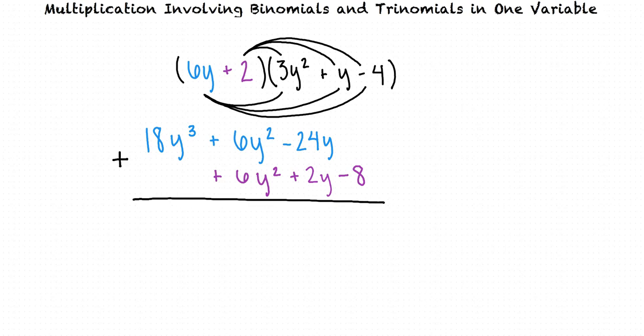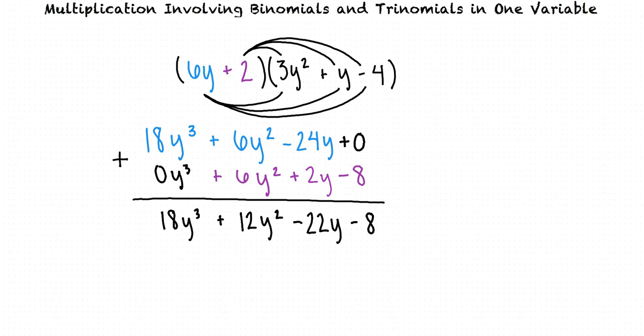But what do we add to the 18y cubed and the negative 8? That's a good question. On the top row, we don't have a constant term, so that's like adding 0. In the bottom row, we don't have a y cubed term, so that's like adding 0y cubed. Now we can add 18y cubed plus 0y cubed to get a sum of 18y cubed. Next, 6y squared plus 6y squared equals 12y squared. Negative 24y plus 2y is negative 22y. And 0 minus 8 equals negative 8.